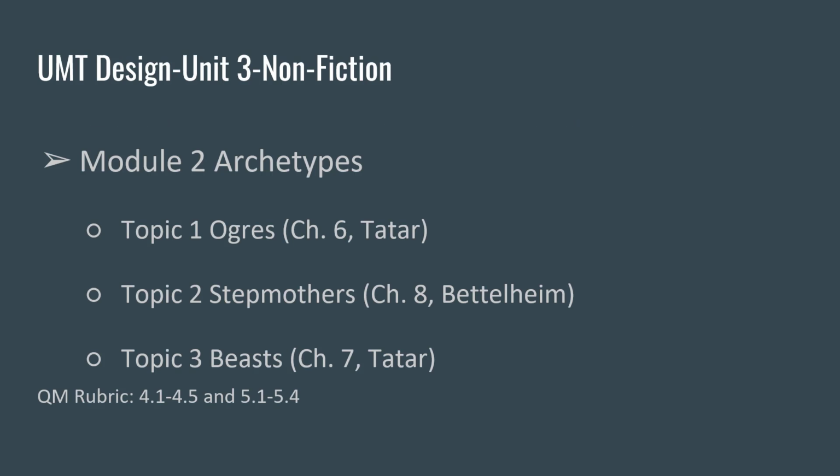In the UMT Design Unit 3 Nonfiction Module 2, students will start to look at archetypes. Topic 1, Ogres, supported by Chapter 6 in Tatar. Topic 2, Stepmothers, supported by Chapter 8 in Bettelheim. And Topic 3, Beasts, supported by Chapter 7 in Tatar. This aligns with the QM rubric sections 4 and 5.